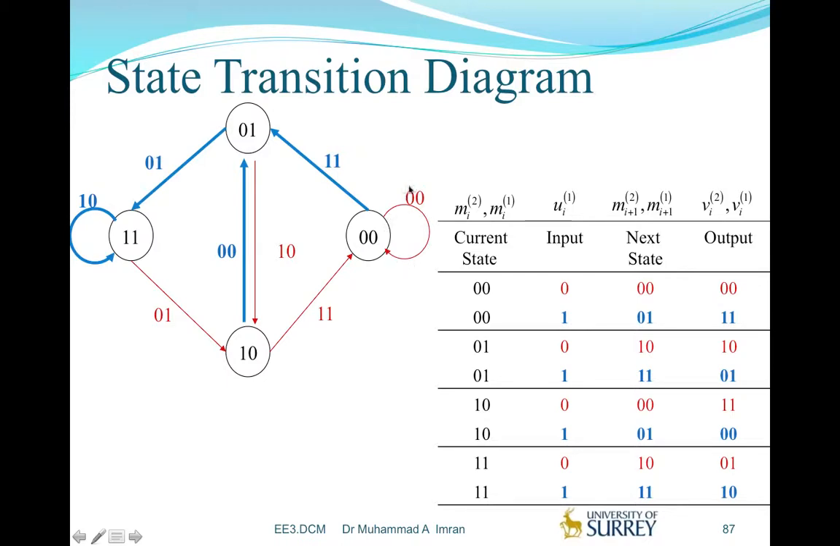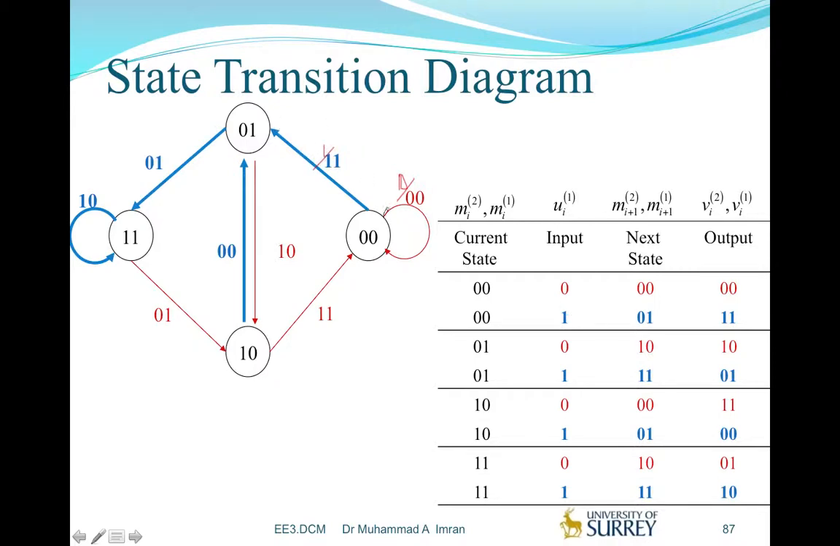So sometimes people will just simply write it here as an input and output. So instead of using colors, you can write 1 slash 1 1, 0 slash 0 0 for red, which actually means if your input is 0, your output is 0 0. And the next state is shown by the destination of the arrow. So the arrow comes back to 0 0, showing that you started in the 0 0 state and you finished in the 0 0 state.